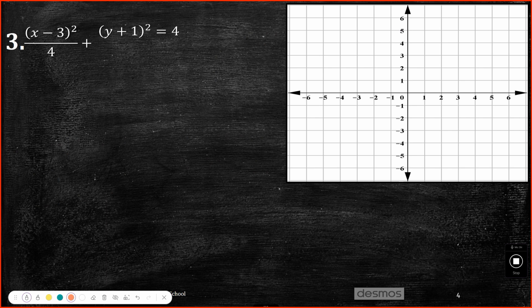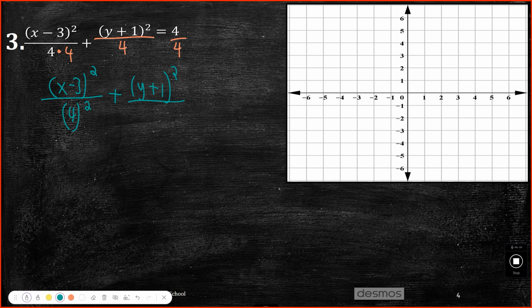So what can I do to see if it is an ellipse? How can I standardize it into ellipse form? Are you all saying divide by 4? Yep. Divide everything by 4, so now it can equal 1. 4 divided by 4, yes. So then I get x minus 3 squared over 4 squared, plus y plus 1 squared over what?